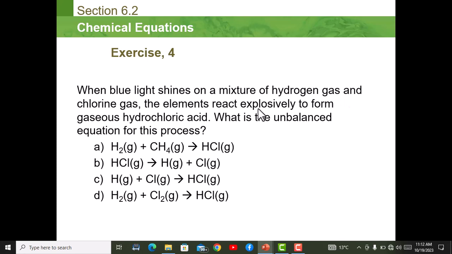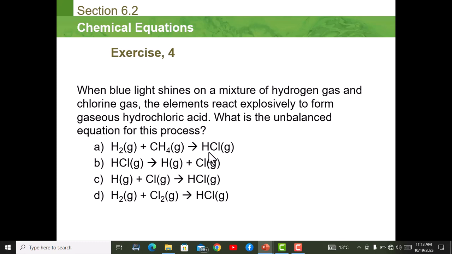The elements react explosively to form a gaseous hydrochloric acid. So hydrochloric acid is a product and it is a gas. Very important. So the product is a hydrochloric acid. So by just looking in here, okay, there's a product, hydrochloric acid, good. This one, the product is hydrogen gas plus this is totally out. Hydrochloric as a gas, totally out. Sorry, this one and that one are quite possible.